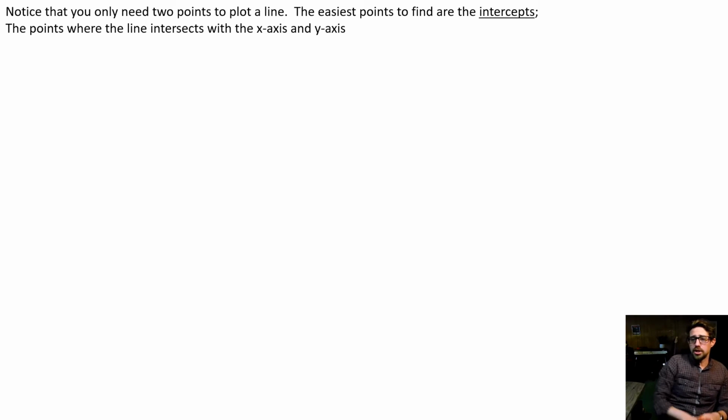So if I just give you 2 points floating around in space, you can draw the line through them. And a linear graph is really the only graph that's like that. So if you know that the graph is linear, the fastest way to do it is just to pick 2 points. The easiest points to find are called the intercepts, and that's important going forward. Where the line hits the x-axis and where the line hits the y-axis are called the intercepts. They're called the x-intercept and the y-intercept.